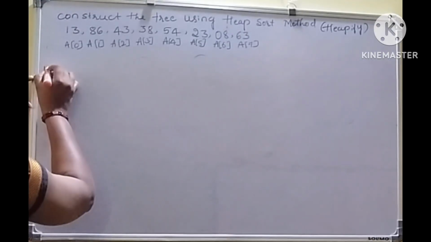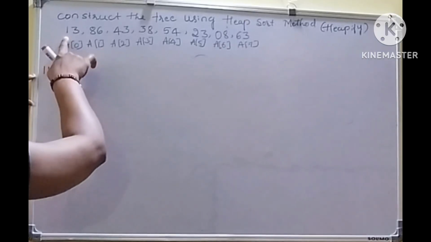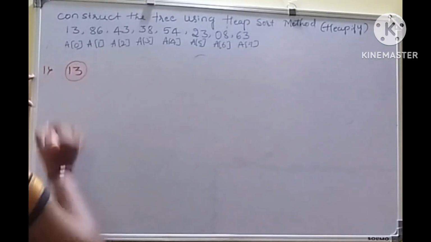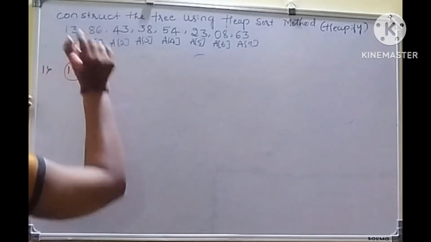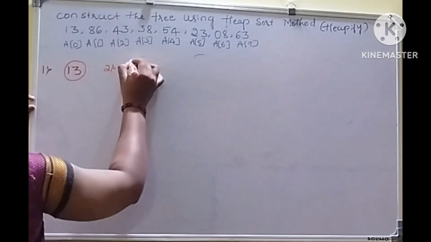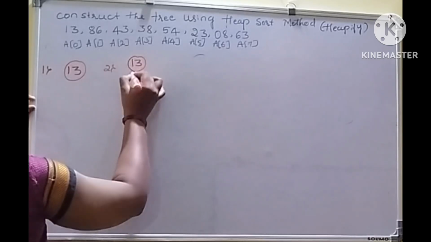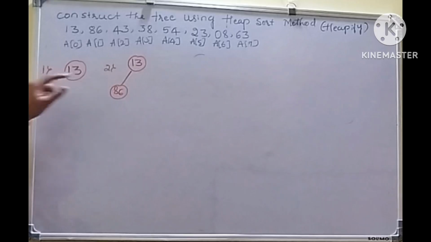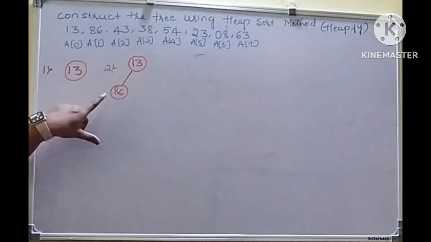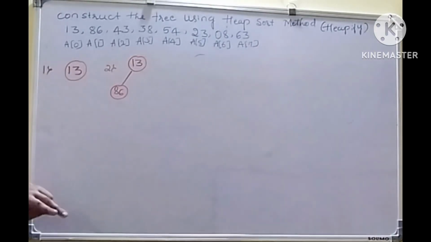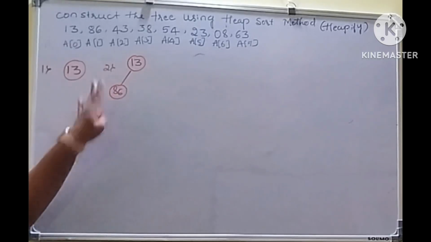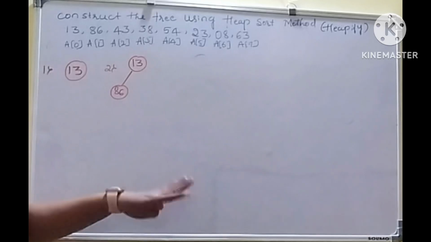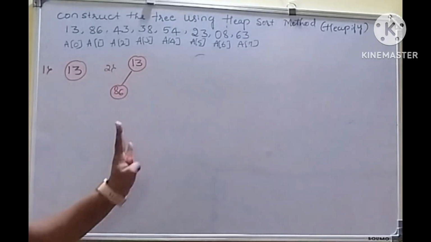The first step. What is the first value? That is 13. I'll write 13 here. What is the next value? 86. In the second step, I write 13 and 86. Why do we write it on the left? A complete binary tree is always filled first on the left, then on the right, and we go left and right like this. That is the way of a complete binary tree. We have to go according to the rules.